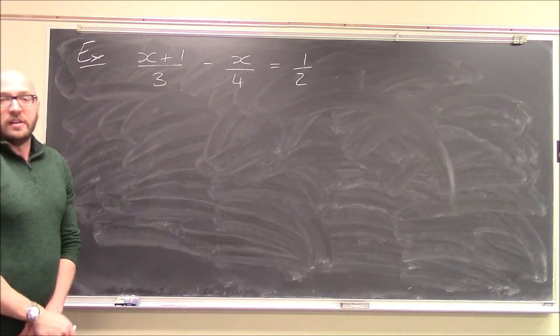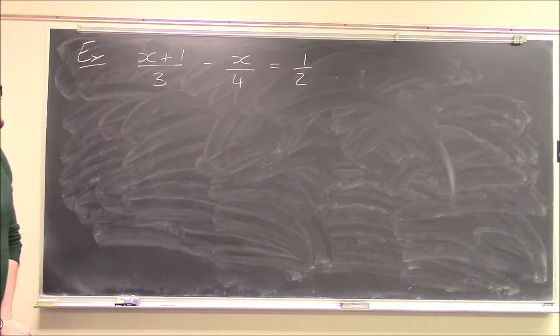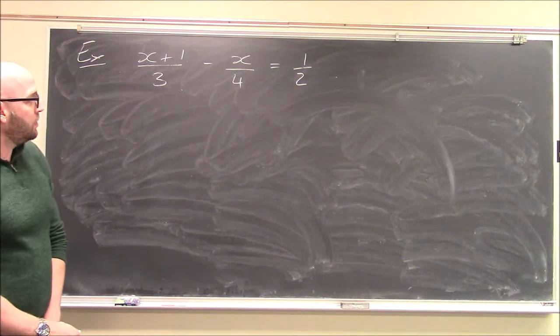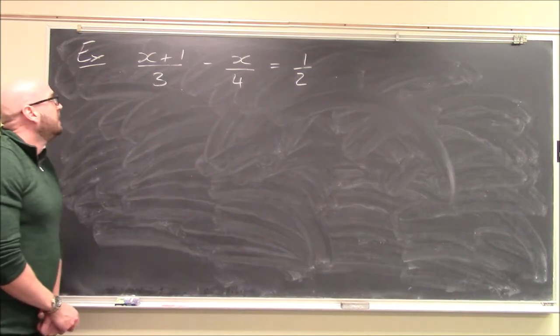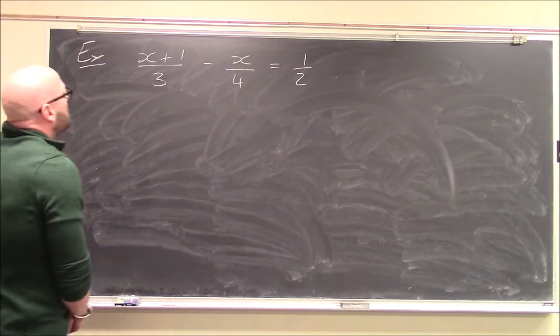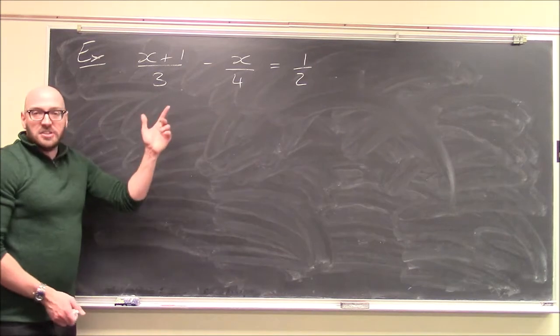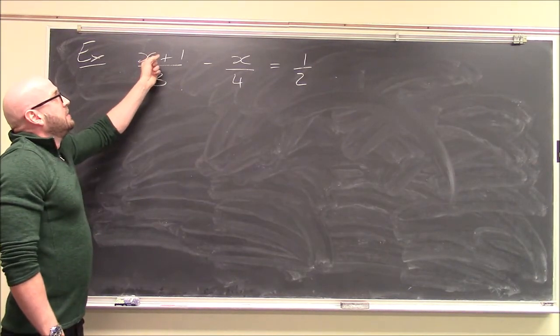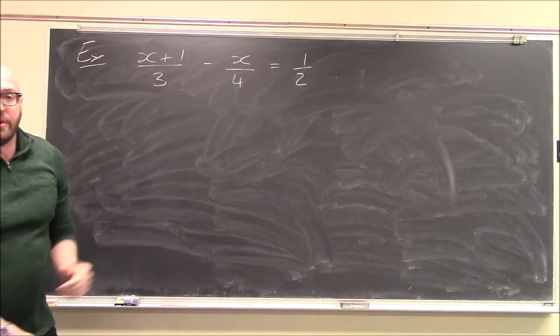All right, here's our next equation. We want to solve this one. x plus 1 over 3 minus x over 4 is equal to 1/2. So what do I want to do? Generally, if you have fractions, you want to get rid of them. Especially, in particular, if you've got something x over something, you want to get rid of fractions.